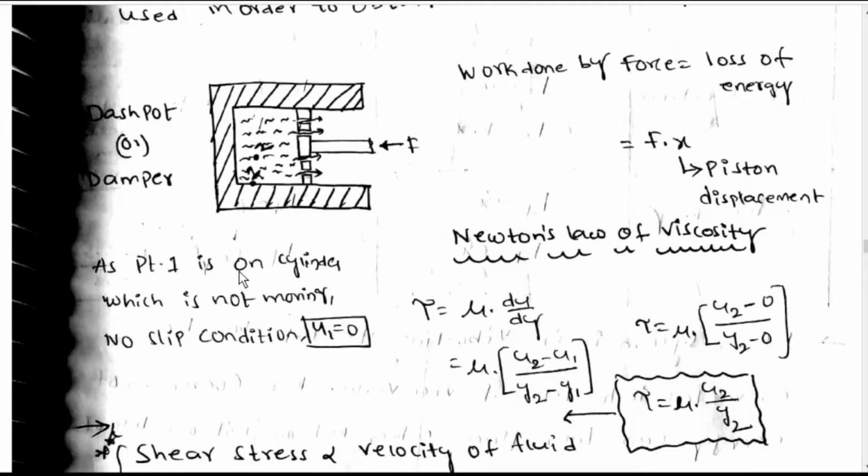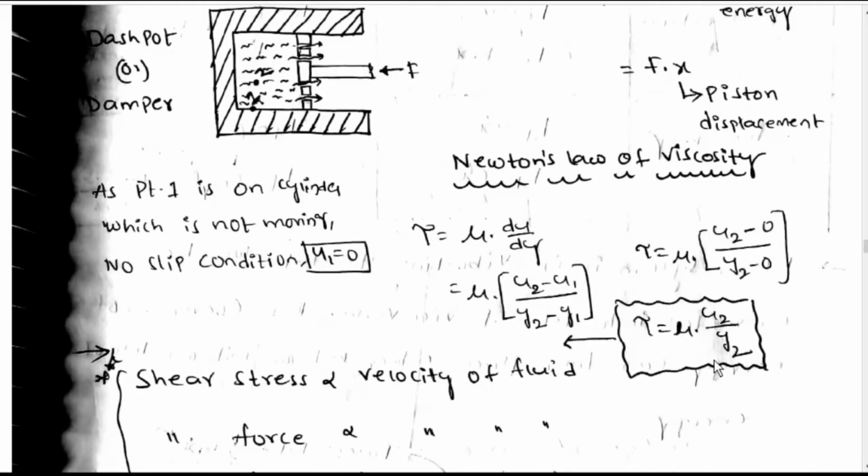At the point of the horizontal cylinder which is not moving, no slip condition, y1 is equal to 0. By Newton's law of viscosity, tau is equal to mu du by dy, which is equal to mu into (u2 minus u1) by (y2 minus y1). Tau is equal to mu into (u2 minus 0) by (y2 minus 0). Tau is equal to mu u2 by y2.